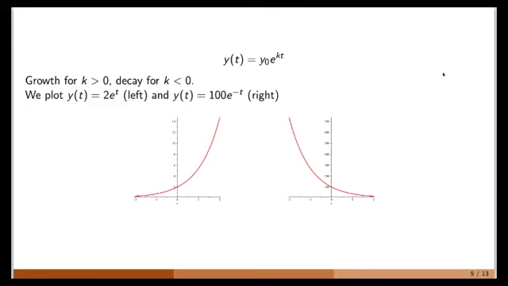So here I plot y of t is 2 e to the t on the left, and y of t is 100 e to the minus t on the right. And now I'm interested in the significance of these numbers 2 and 100. So where do they appear in this graph?